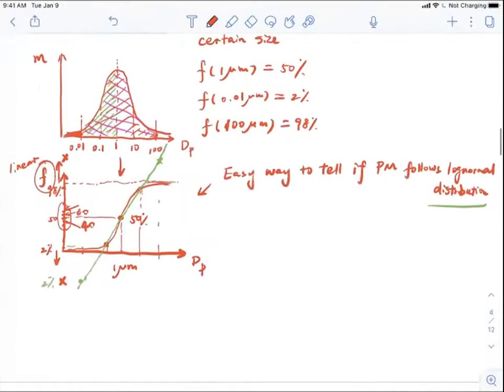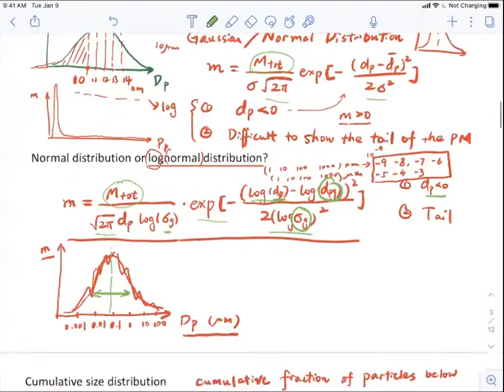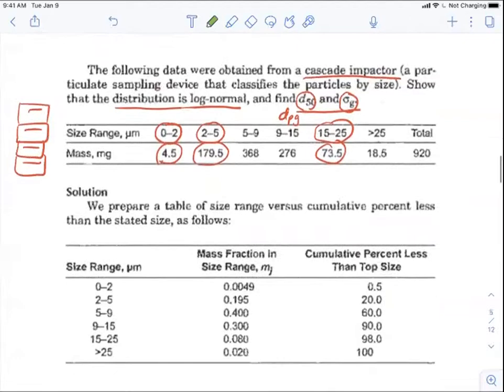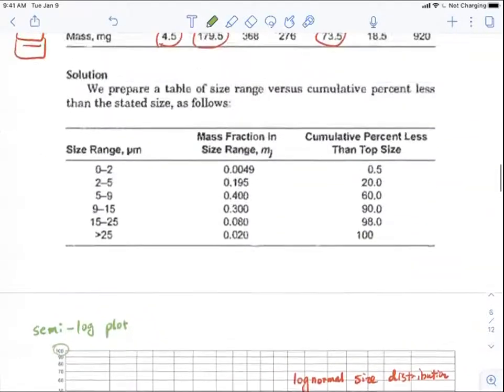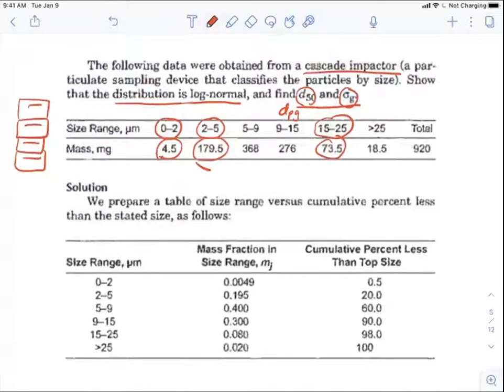You remember earlier when we showed the mathematical equations, the DPG and sigma G are the two important parameters of the log normal distribution, where the DPG is the mean size and sigma G is how spread the size distribution is. So actually you can find out everything just with this log normal size distribution or just with this semilog plot. The way we do this is we need to first convert this size distribution into cumulative mass fractions.